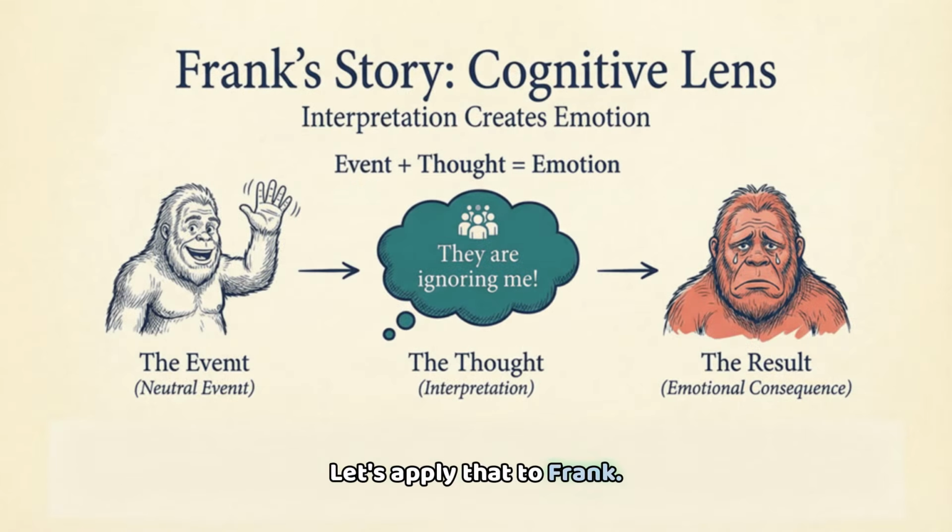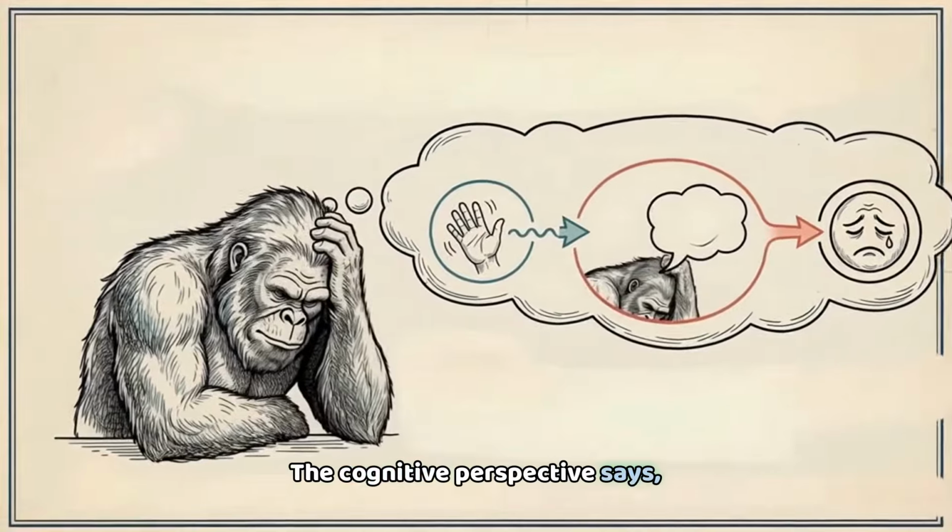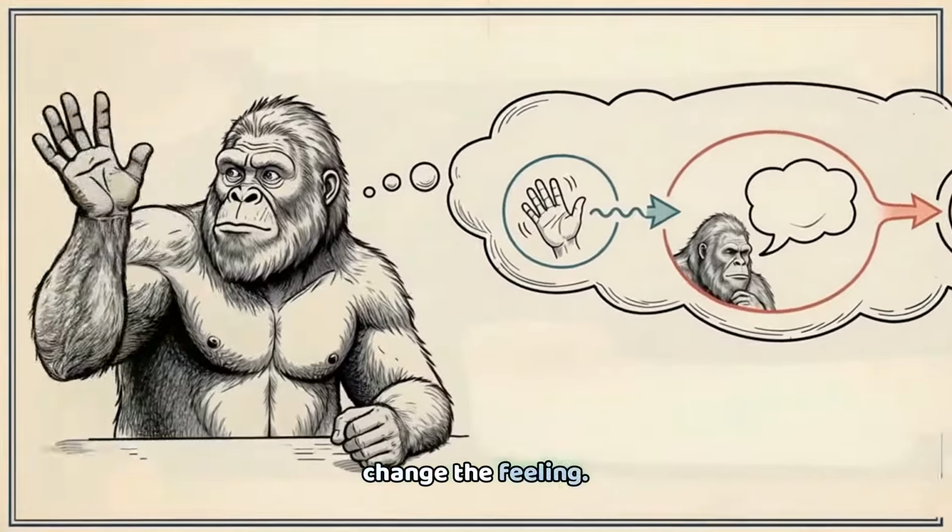Let's apply that to Frank. He waves at someone, they don't wave back. That event is neutral. The sadness comes from the thought, "They're ignoring me." His interpretation creates the emotion. The cognitive perspective says, change the thought, change the feeling.